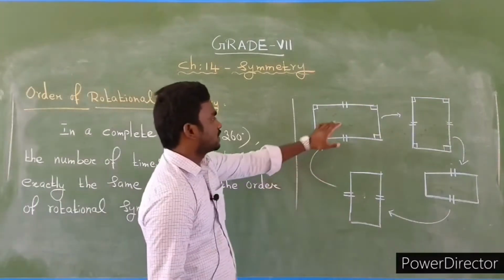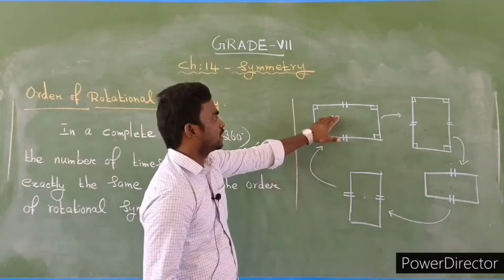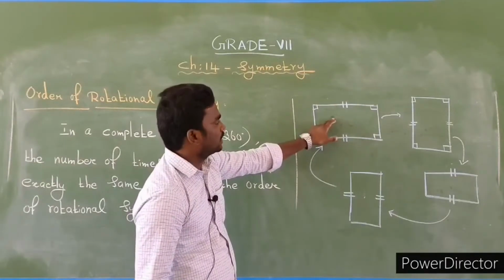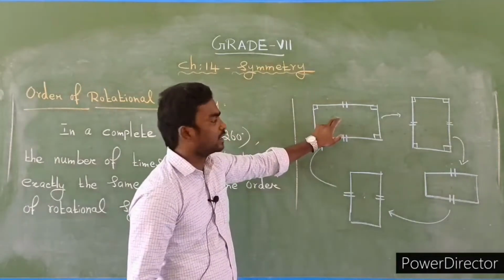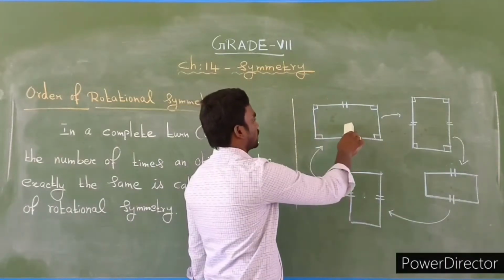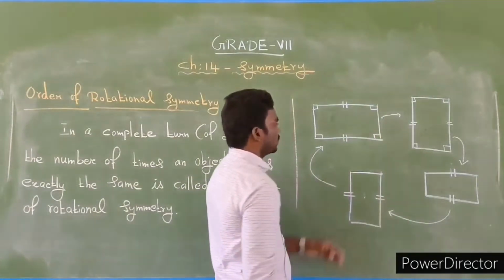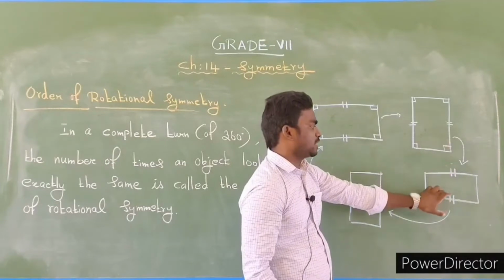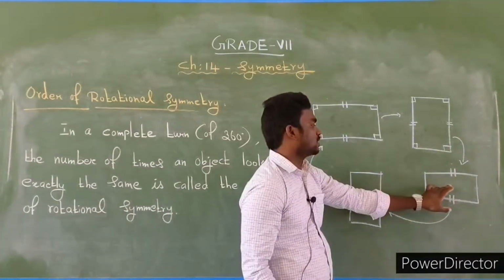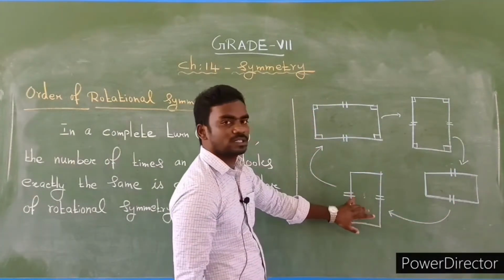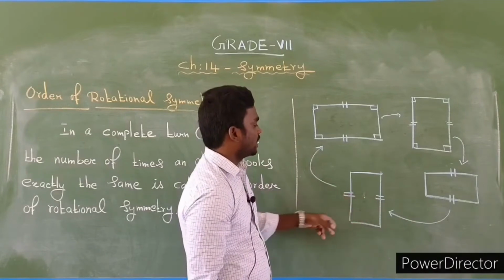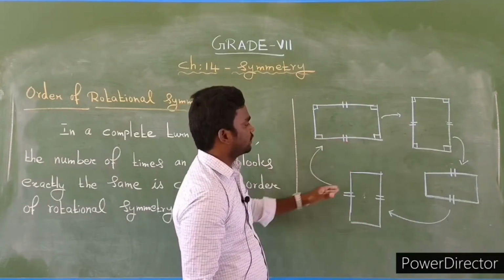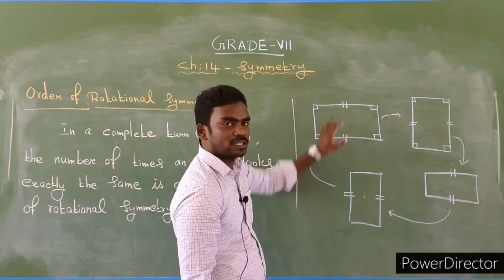Here, we take the shape of a rectangle. We know what a rectangle is: opposite sides are equal in length and all the angles of a rectangle are 90 degrees. Now we rotate this rectangle the first time, then it rotates a second time and becomes like this, and it rotates a third time, and finally it rotates a full 360 degrees. That means the final position becomes the original shape.